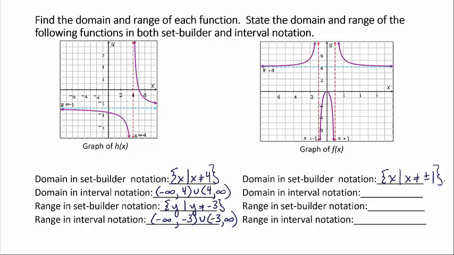Okay, so in interval notation, negative infinity up to negative 1, and then we do have values between negative 1 and 1, and then we have to exclude 1, and then we have a third interval from 1 to infinity. Now the range, I want to look at the range.